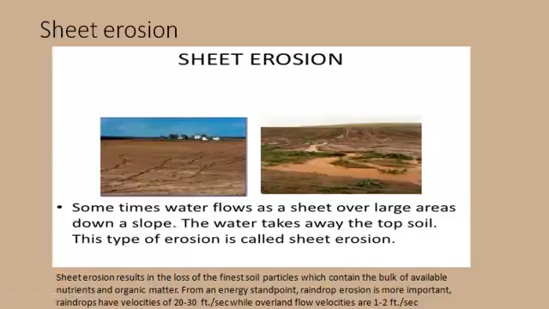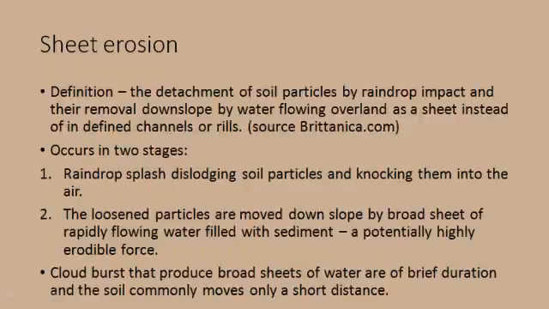And at this point, raindrop erosion is still the most important factor here, because raindrops fall at 20 to 30 feet per second, while the overland flow velocity is only 1 to 2 feet per second. And the definition for sheet erosion is it's the detachment of soil particles by raindrop impact and the removal downslope by water flowing as a sheet instead of in a defined channel or a rill.